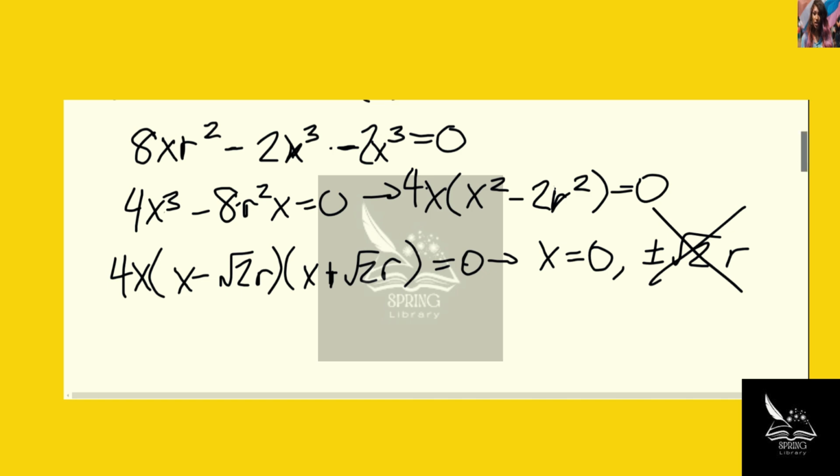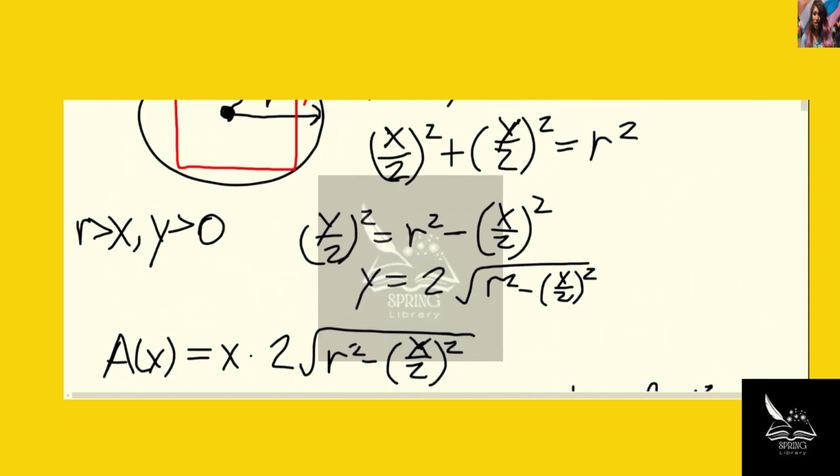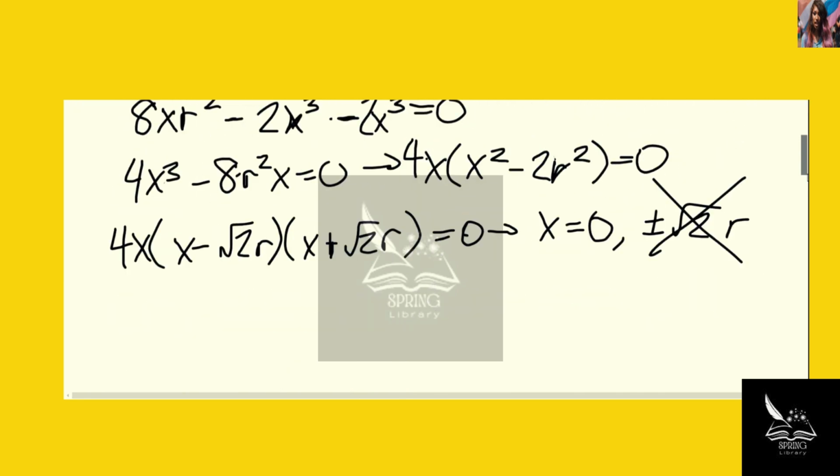I'm sorry, I made a mistake here. x should actually be between 0 and 2r. So while negative root 2 r is not necessarily good, positive root 2 r could work. So we're really just looking at positive root 2 r and 0.